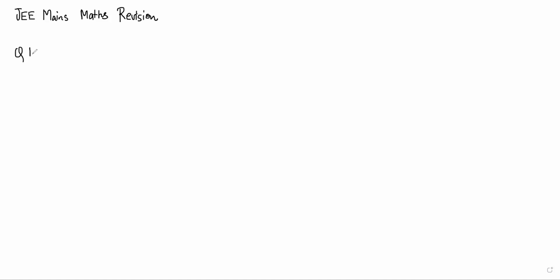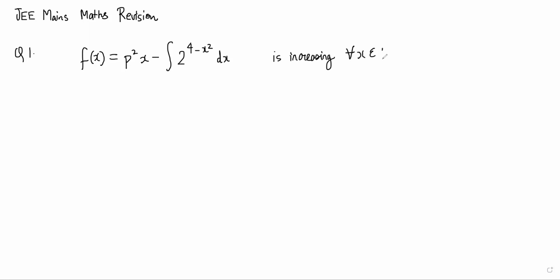Right. The first one: find the values of p such that f of x is equal to p square x minus 2 power 4 minus x square dx is increasing for all x belongs to real. P greater than 4, you're saying. That is not correct.